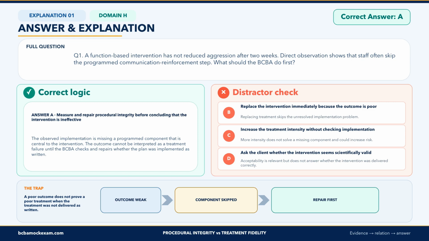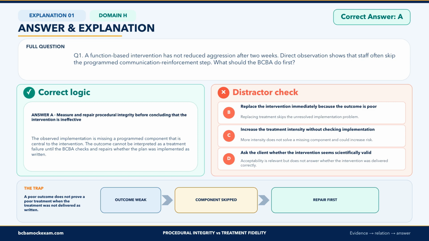The observed implementation is missing a program component that is central to the intervention. The outcome cannot be interpreted as a treatment failure until the BCBA checks and repairs whether the plan was implemented as written. The trap is that a poor outcome does not prove a poor treatment when the treatment was not delivered as written. B. Replacing treatment skips the unresolved implementation problem.